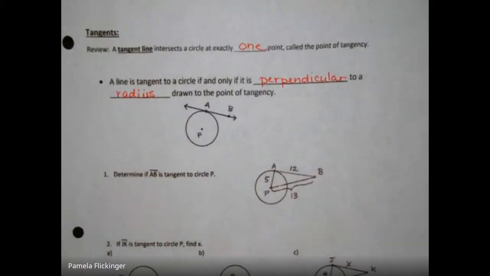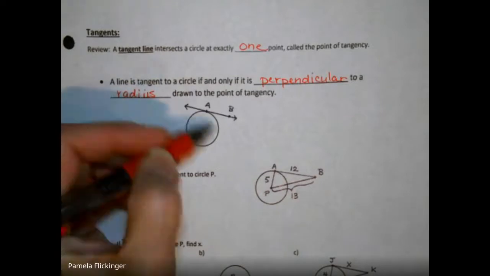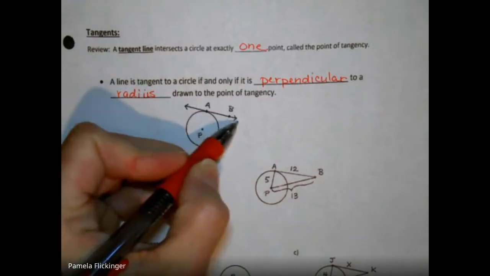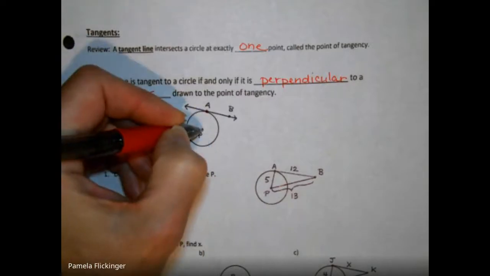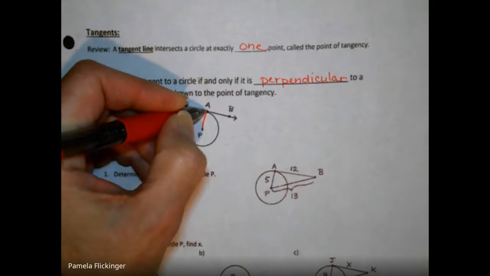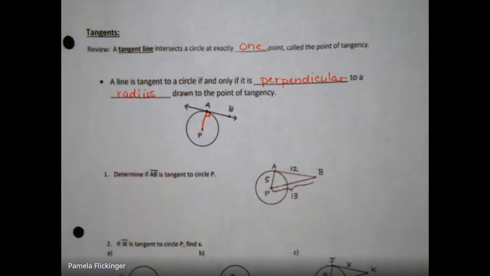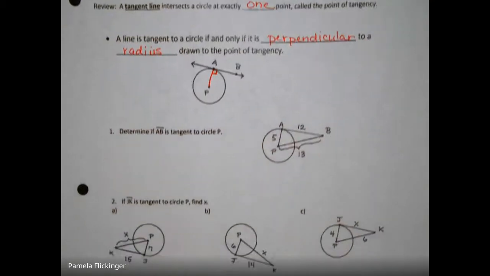All right, so a line will be tangent to a circle if and only if it is perpendicular to a radius drawn to the point of tangency. So here's our circle with center P, and this appears to be a tangent line intersecting at one point. If I draw in the radius from the center out, that radius is always going to be perpendicular to that tangent line. If it's not perpendicular, then it's not a tangent line, all right? But if it is, then it will always be perpendicular. So we're going to be able to use a lot of our right triangle rules with this property.